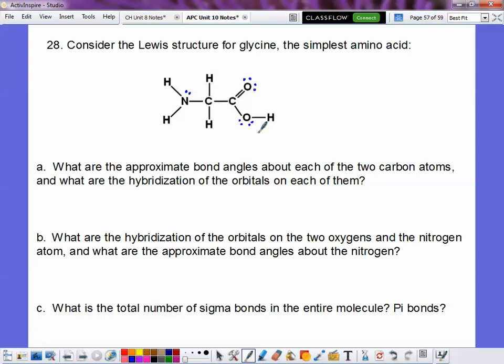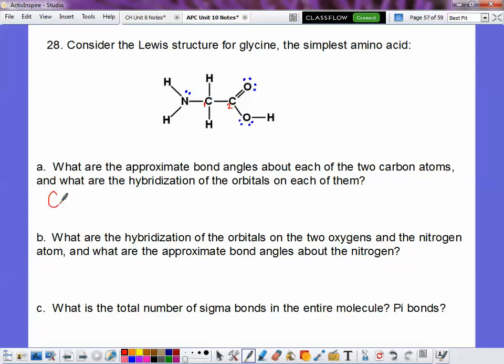All right, so what are the approximate bond angles about each of the 2 carbon atoms, and what are the hybridization of the orbitals on each of them? So I'm going to number my carbon atoms. It doesn't really matter which one I number 1 and which one I number 2. When we do our organic unit, it will, but for right now, I don't care. So we're going to say this is carbon 1 and this is carbon 2.